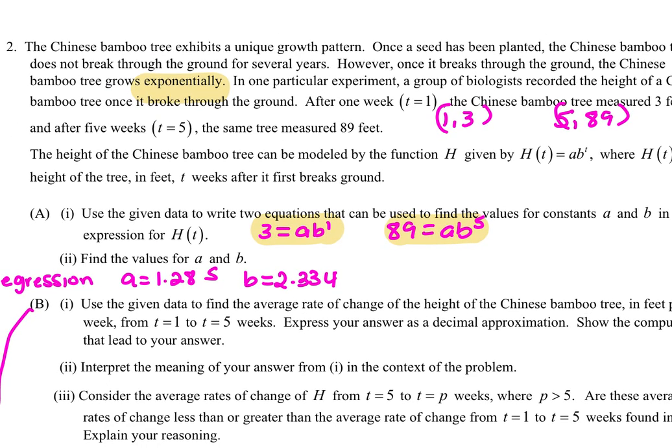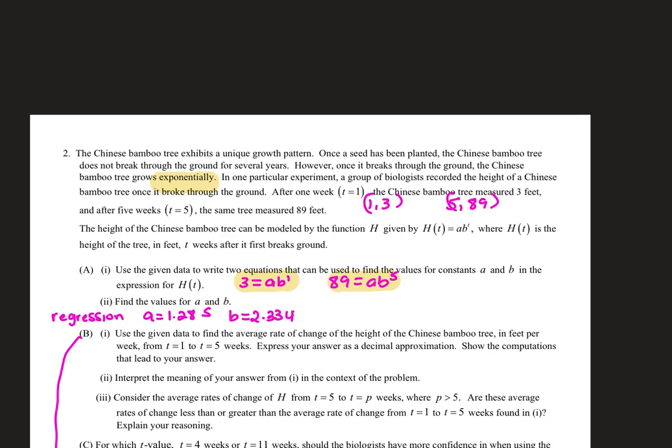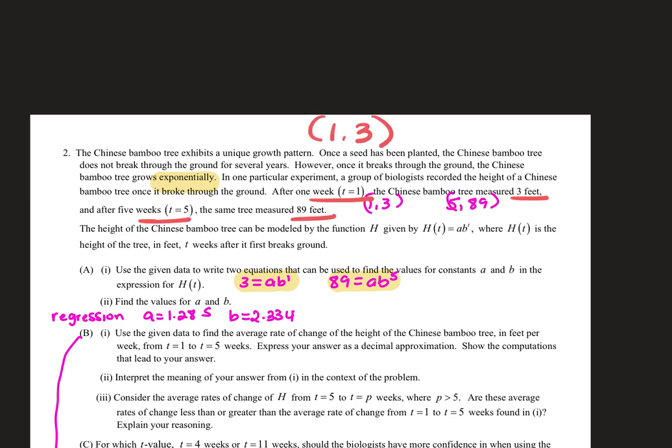So, the first one, 2A, the setup of the equation. Yes. It's gonna give you a coordinate point. It's disguised in some way. So it says after 1 week, the tree measured 3 feet. That means 1, 3 is my first point. And then at week 5, it's 589. So this is your input. This is your output. So in this case, it gave you the equation h of t equals a times b to the t. T is your input.